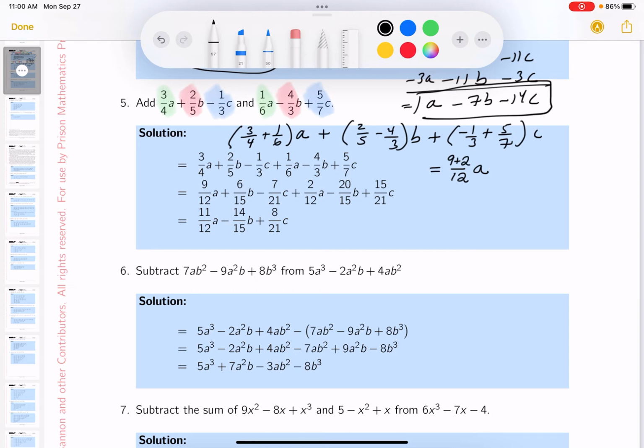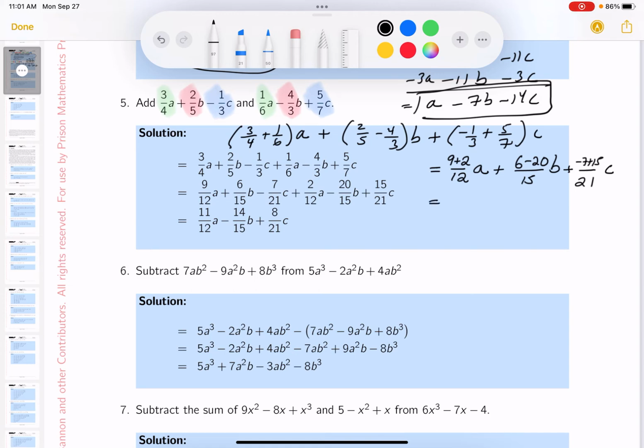All right, let's go to the next term. Plus, what's the LCD there? 15. And this is b. What goes in the numerator? Well, let's see. What times 5 would be 15? 3. And 3 times 2 is 6. Minus, what times 3 is 15? 5. And 5 times 4 is 20. Let's keep going. The LCD between 3 and 7 is 21. Let's see. 7 times 3 is 21, so I got minus 7. And 3 times 7 is 21, so 3 times 5 is 15.